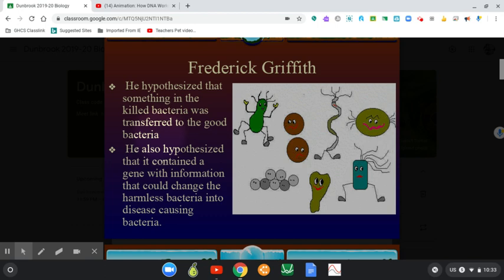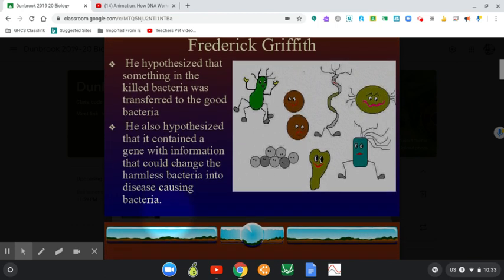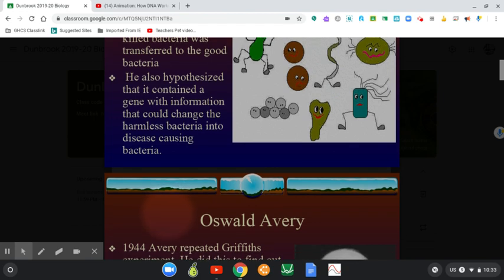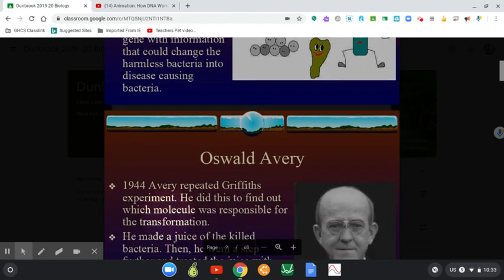So he also hypothesized that it contained a gene with information that could change the harmless bacteria into the disease-causing bacteria. What really happened here was the harmless bacteria really got the trait in order to be deadly from the dead, harmful bacteria. Again, the soldier that was alive stole the dead soldier's gun. Frederick Griffith wanted to know how this happened. Really, he stole his DNA, or his DNA was transferred.